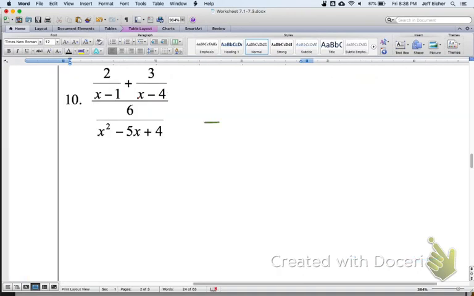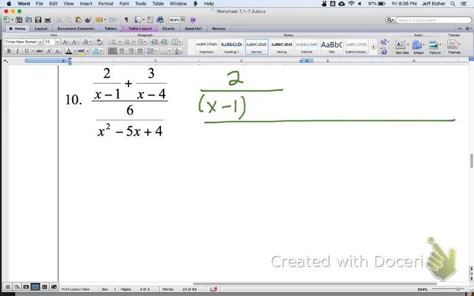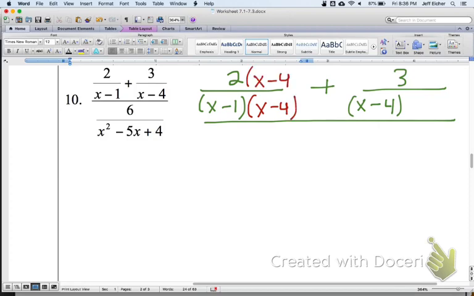Number 10, in the numerator, we need to have a lowest common denominator. So x minus 1 there, and then plus 3x minus 4. This one needs x minus 4 in the top and bottom, and this one needs an x minus 1 in the top and bottom. I don't know about you, but I like color coding like this.